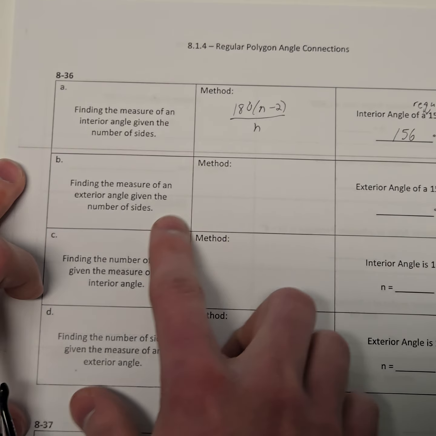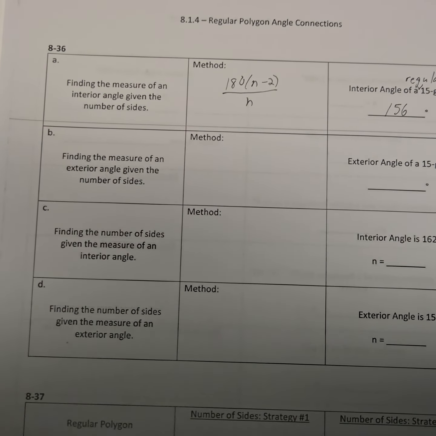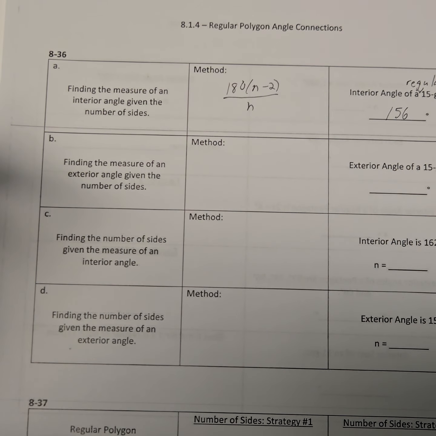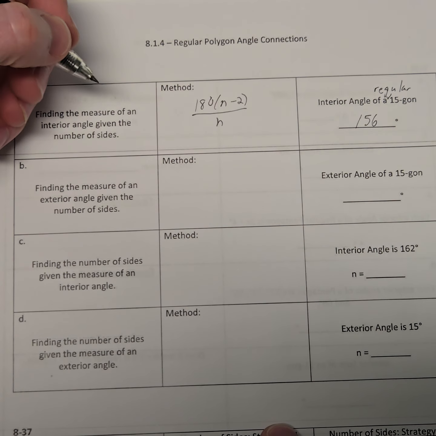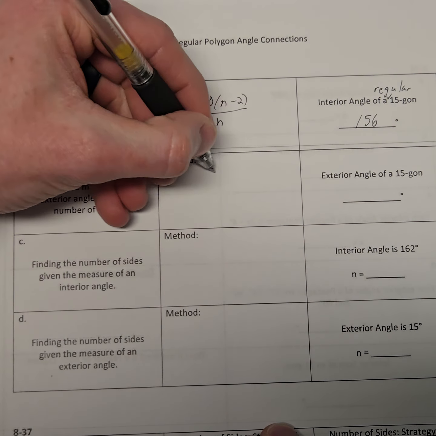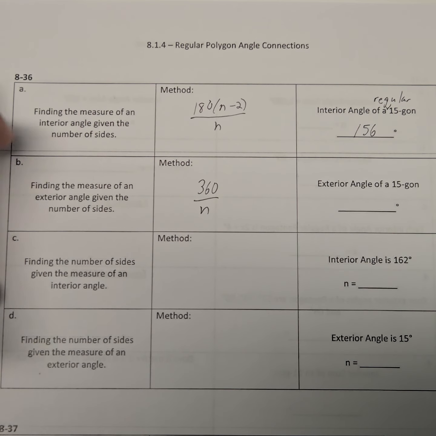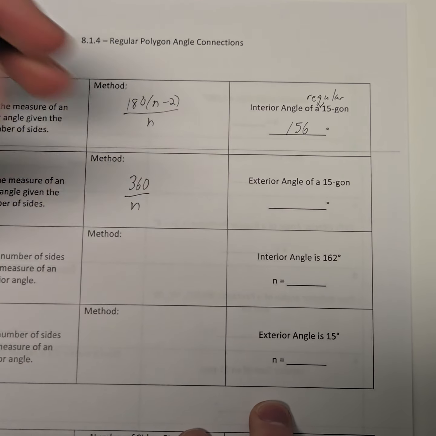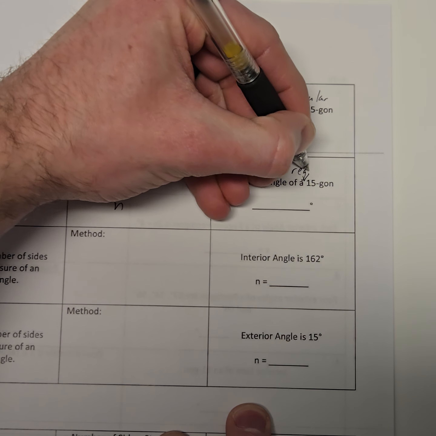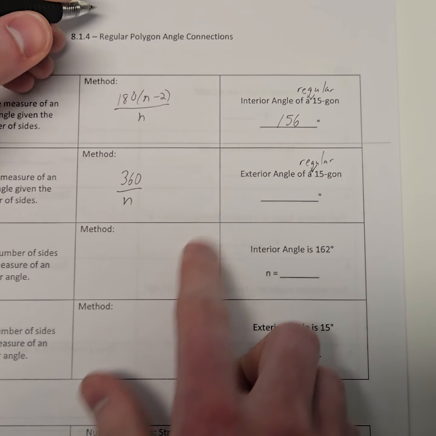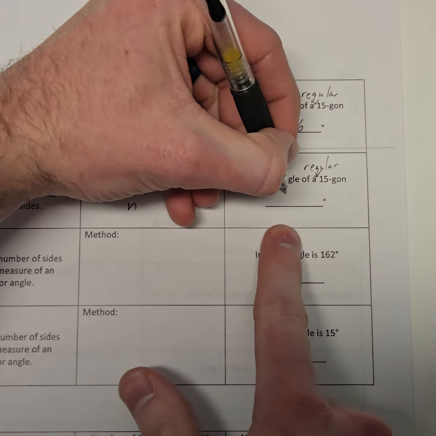All right, next one. Finding the measure of an exterior angle given the number of sides. Again, it should be a regular polygon. So you're going to say 360 divided by n. That's how you find each individual exterior angle. So again, I'm going to put regular here. If we want a 15-gon, you do 360 divided by 15, and that's going to give you 24.